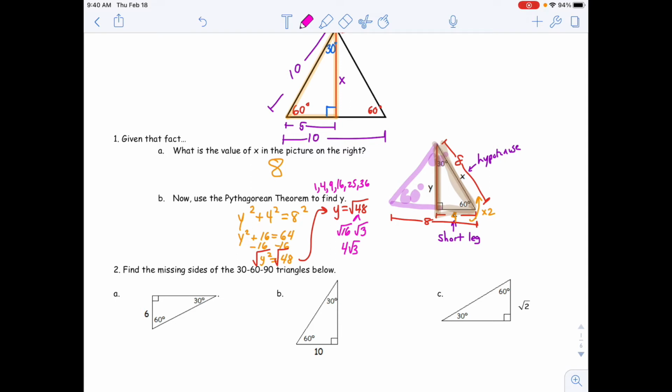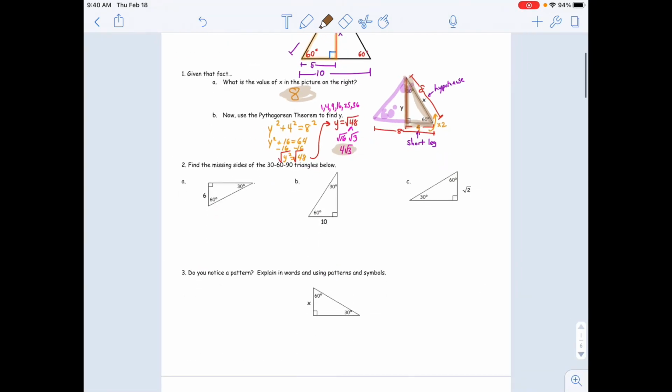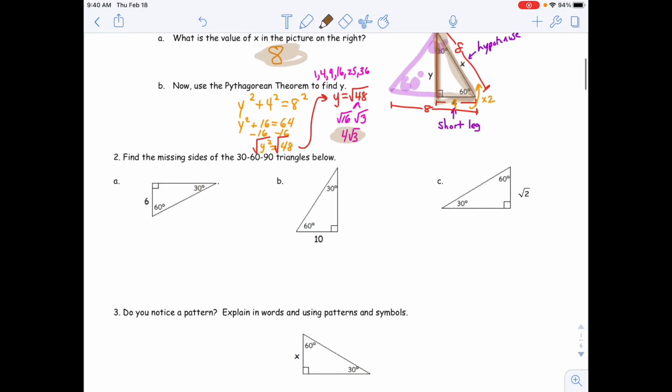All right, so that was it. Given the short leg was 4, the hypotenuse was 8, and the long leg was 4 radical 3. There's a definite pattern going on. We're going to do these 3 problems right here, very tedious.